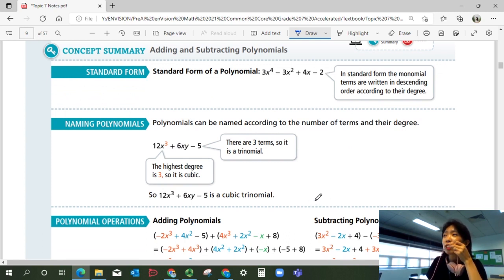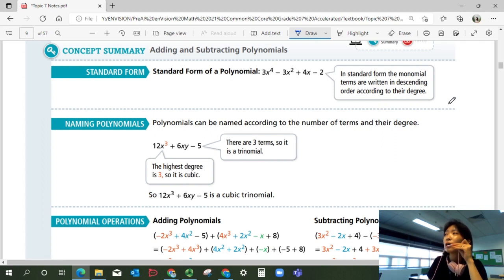Let's summarize our lesson. We learned adding and subtracting polynomials. And we learned some vocabulary. Please remember how to name them and categorize the polynomials according to their degrees and the number of terms. And make sure you know how to write them in standard form.